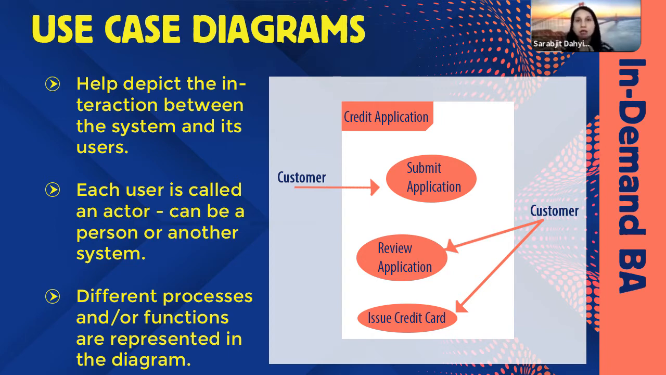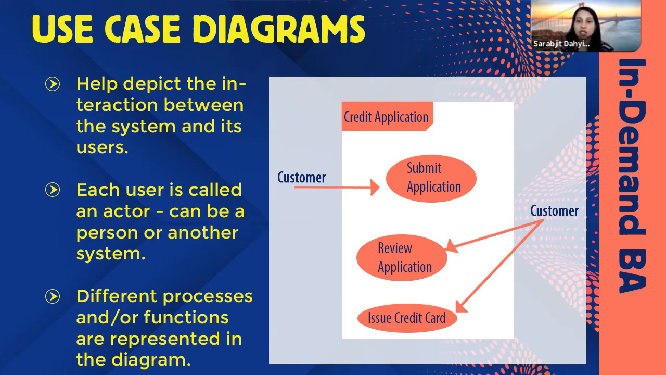As a customer, this is, again, something I got from Google, I didn't create it, it's a copy and paste. For a credit application, the customer has to submit an application. The application has to be reviewed, and then they have to issue a credit card, right? So the customer is responsible for submitting an application. This is a user story if we were in the agile environment, right?